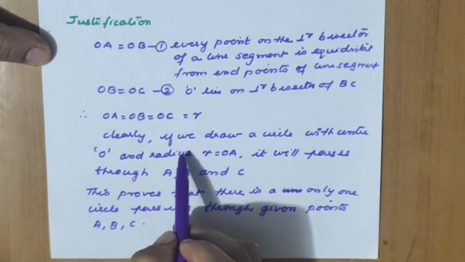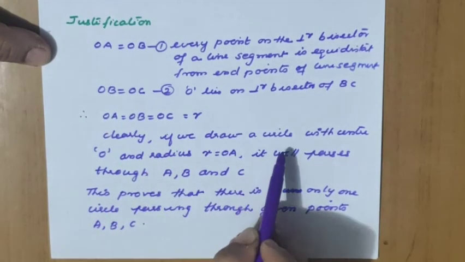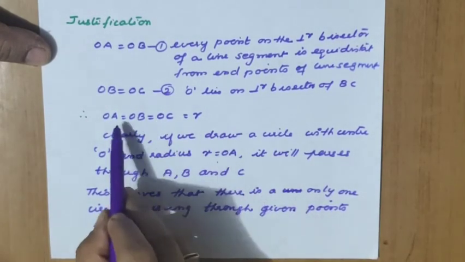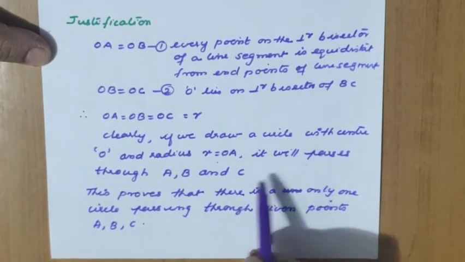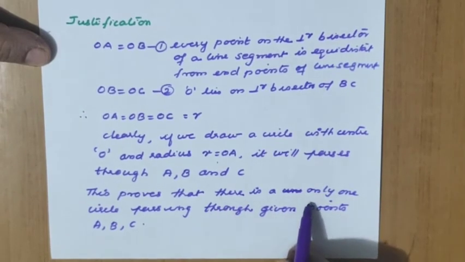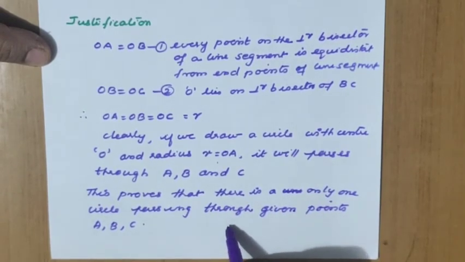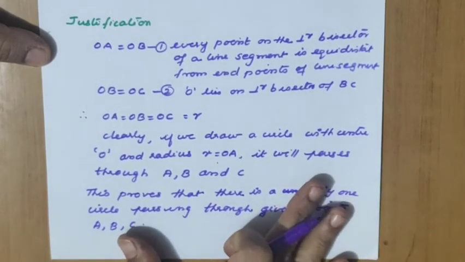Now clearly what we have to do: if we draw a circle with O as the center and radius R, which is equal to OA, which is equal to OB, which is equal to OC also, it will pass through A, B and C. So this proves that there is one and only one circle passing through the given three non-collinear points A, B and C. So this is the justification.